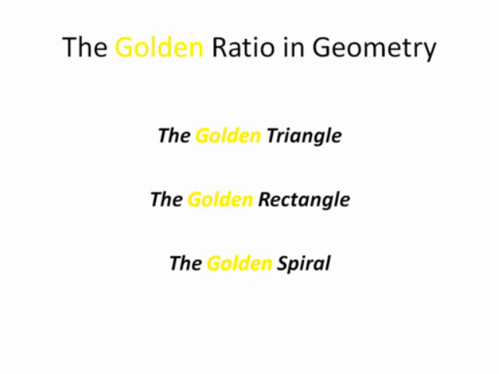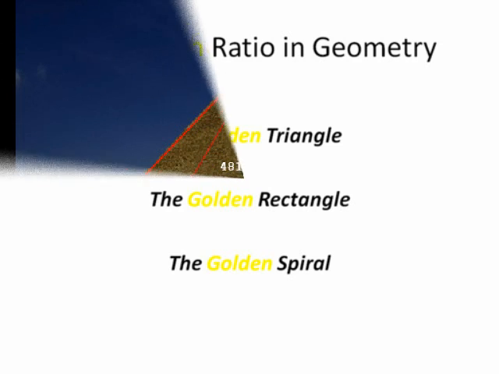The golden ratio won't only pop up when we're talking about a line segment. The golden ratio can be found in any geometric figure. Three of the most known and seen throughout the world are the golden triangle, the golden rectangle, and the golden spiral.